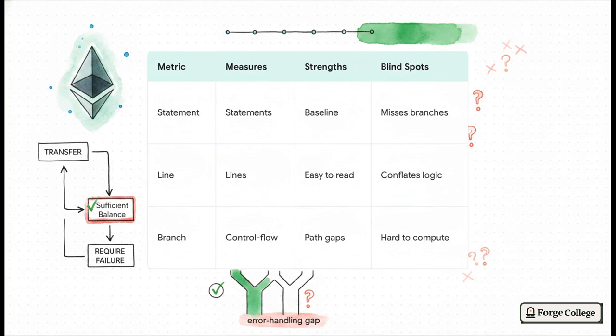tells the whole story. Imagine you've got an ERC20 transfer function with a require statement checking if the sender's balance is greater than the amount. If you write a test with a sufficient balance, you're going to get perfect statement and line coverage. Awesome, right? Well, not exactly. Because without a test that intentionally triggers a failure, your branch coverage is totally incomplete. You literally have to combine these views to find the real gaps in your error handling.